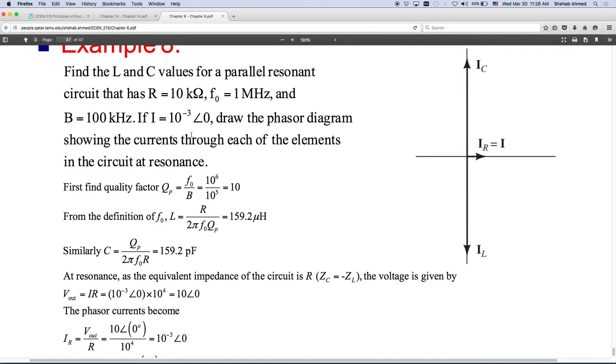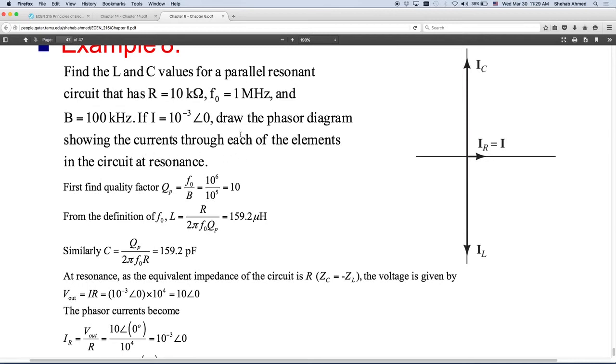And here they're telling you that the source current is 1 milliamp at an angle of 0. They want you to draw the phasor diagram, showing the currents through each of the elements. This is the current that is going through the circuit. At resonance, the circuit is resistive only, so we know that the current in the resistor will have the same phase as the input current, right?